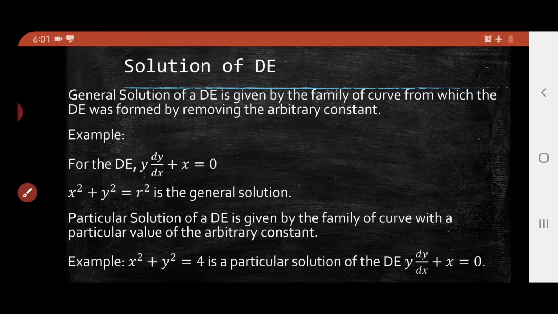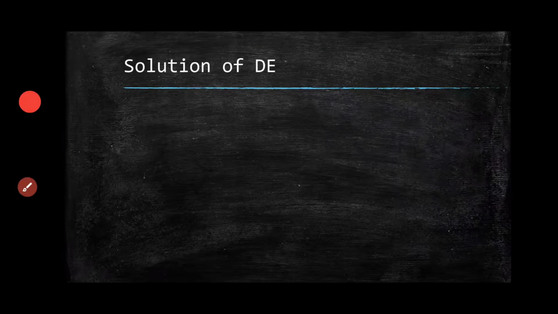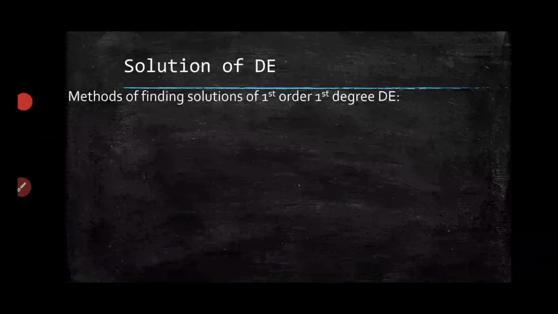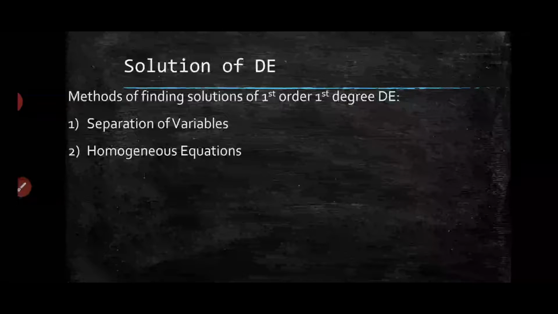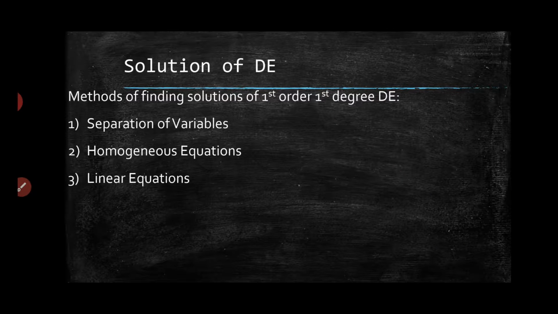Now, as we restrict our discussion to first order and first degree, we have three different methods of finding the solution of a differential equation. One is the separation of variables, two is homogeneous differential equations, and then linear differential equations. So we will be taking up each and every single one of these and we will be trying to solve a few problems. So let us start off with separation of variables.